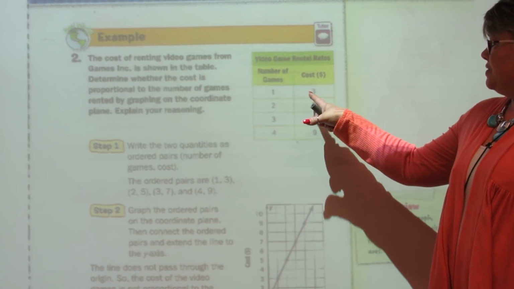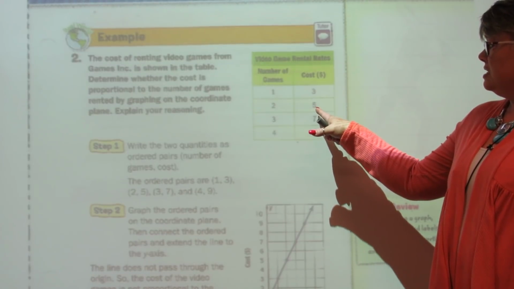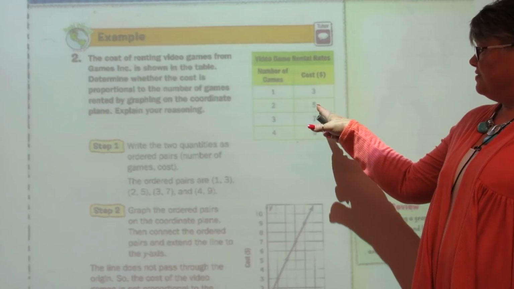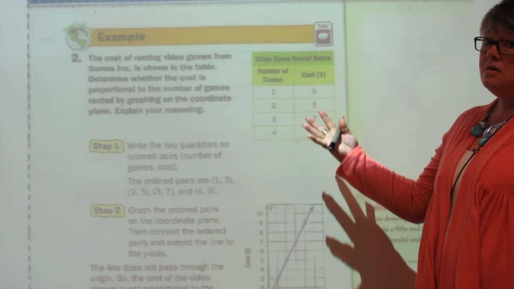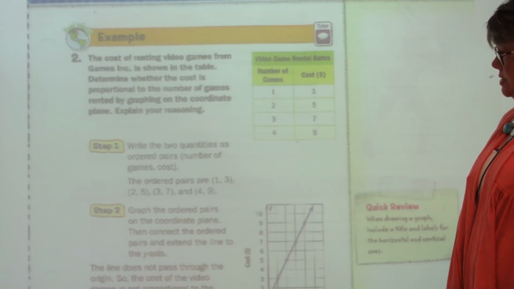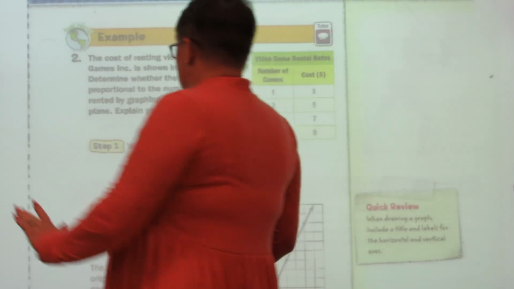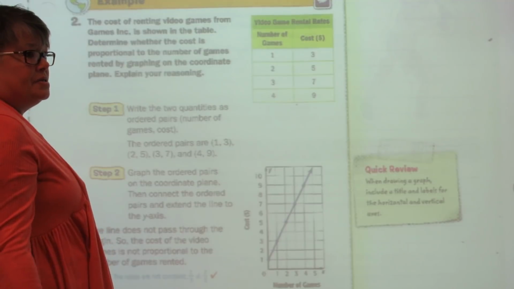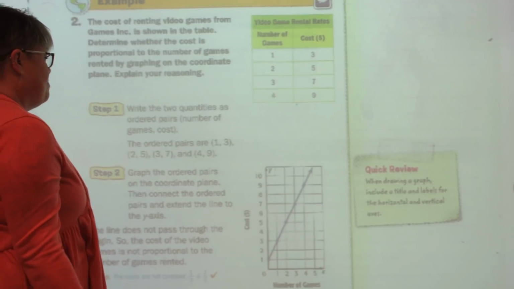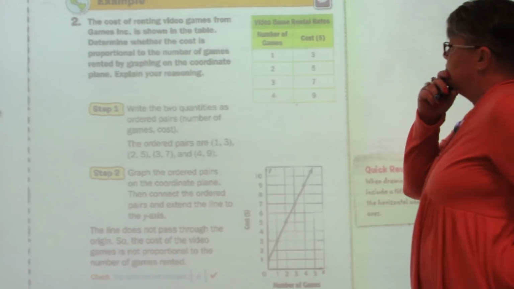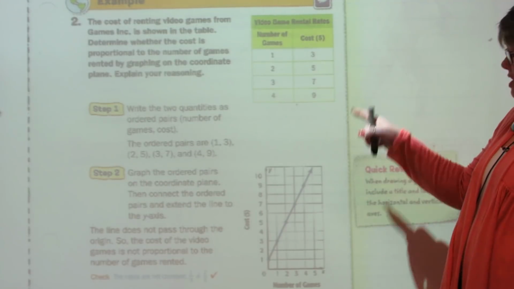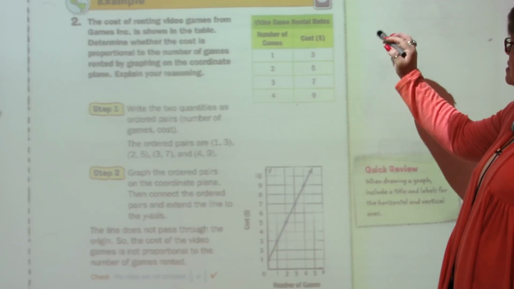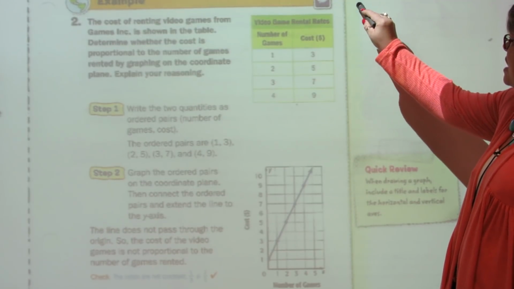But 1 game is $3 and 2 is $5. I can already tell that my unit rate changed because 2 at $5 means I only paid, right, $2.50 a piece, okay? What would be the cost of 0 games? $0, okay? So it would start at the origin because you would have a 0, 0 point, but my unit rate would not remain the same.